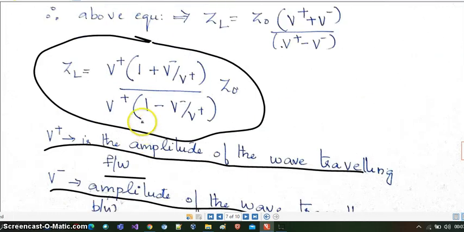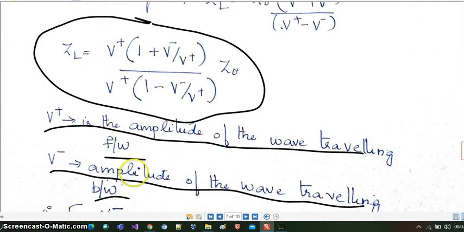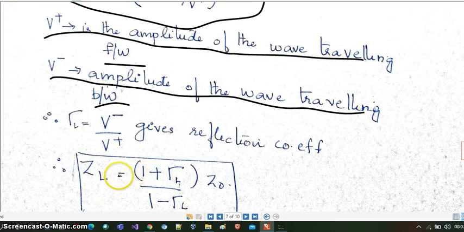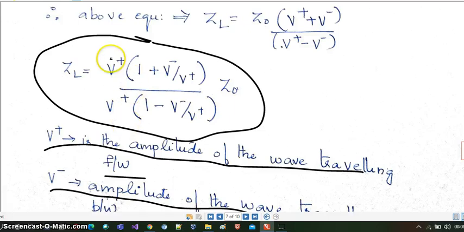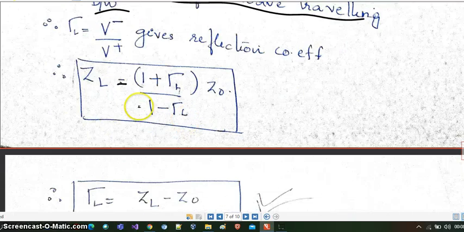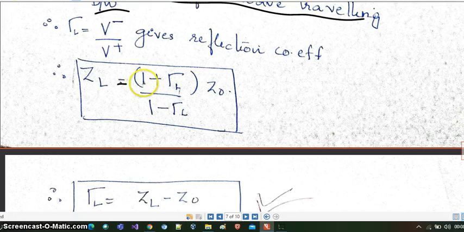So in this expression, again write what is ZL. ZL is equal to, V plus and V plus get cancelled. So 1 plus, instead of V minus by V plus, you can write tau L. Similarly, here also tau L. So finally, ZL is equal to 1 plus tau L by 1 minus tau L into Z naught, which is your load impedance in terms of reflection coefficient.